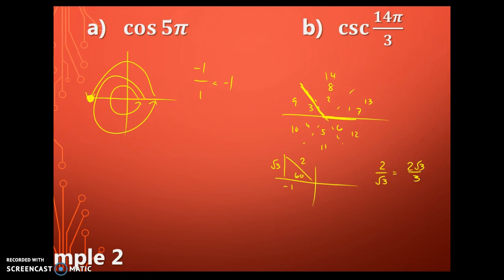You're also more than welcome to either go coterminal and keep subtracting 2 pi's until that gets more comfortable, or switch it to a degree and then keep subtracting 360s until that gets more comfortable. Either way works. It's really just a matter of preference.